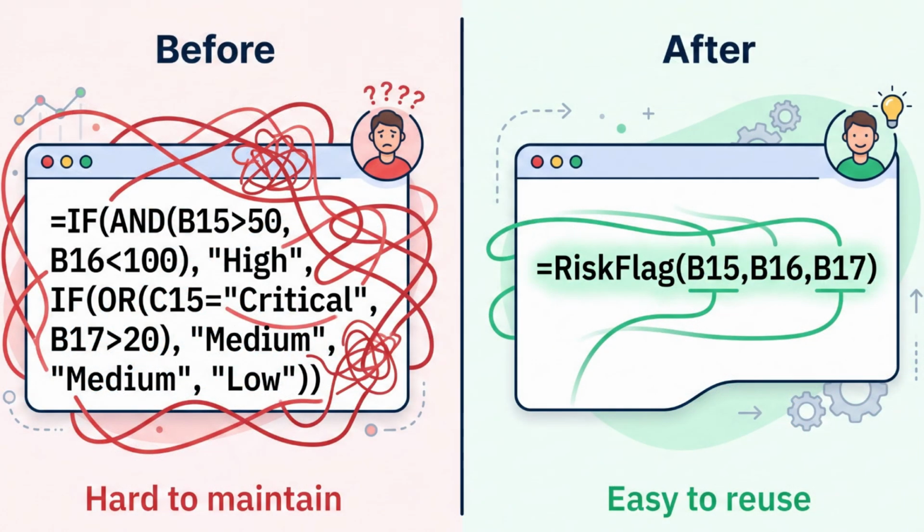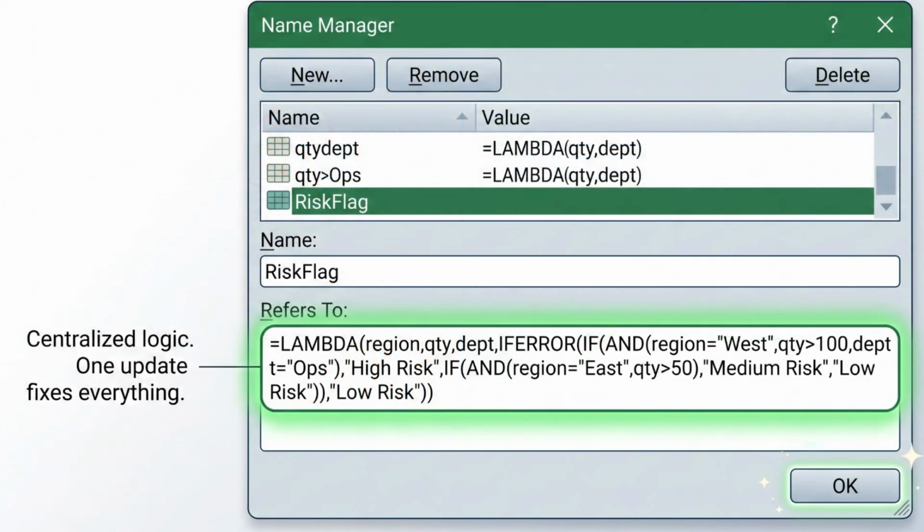We learned three things. First, how to identify a long formula that needs simplification. Second, how to wrap the logic inside a Lambda. Third, how to register the function inside the Name Manager and call it anywhere in the workbook.